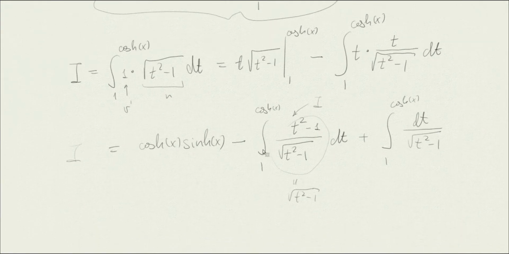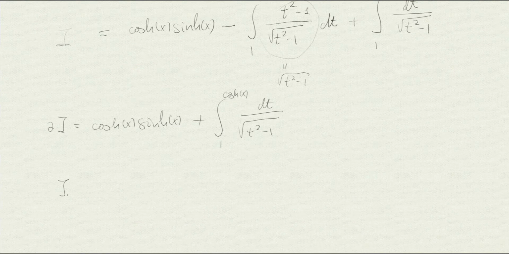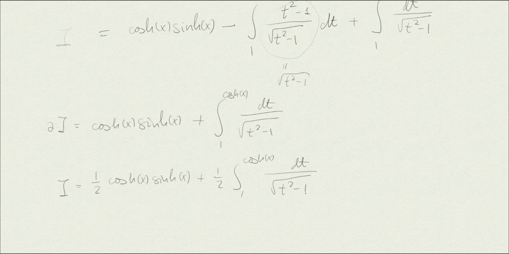So if we now move it to the other side, twice I equals the hyperbolic cosine of x times the hyperbolic sine of x, plus this integral from 1 to the hyperbolic cosine of x of dt divided by the square root of t squared minus 1. Okay, and if we divide by 2, then I is actually half of this, which we have already seen, hyperbolic cosine of x times hyperbolic sine of x, plus half this integral from 1 to hyperbolic cosine of x, dt over the square root of t squared minus 1.